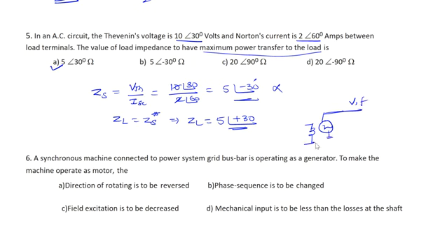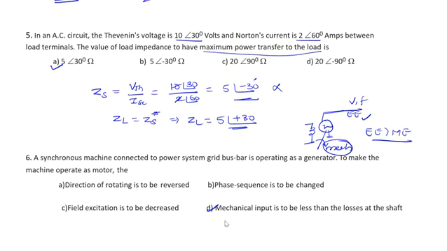Now what is happening is the alternator will take the mechanical energy and convert it into electrical energy. Now it has to make a reverse process, meaning electrical energy should be more compared to the mechanical energy input. At that time we will reduce the mechanical input to be less than the loss of the shaft, so that mechanical energy is very less. At that time electrical energy is greater compared to mechanical energy, and the machine behaves as a motor. So the answer for this question is mechanical input to be less than the losses at the shaft. Okay, if you are getting D as the answer, then you're right.